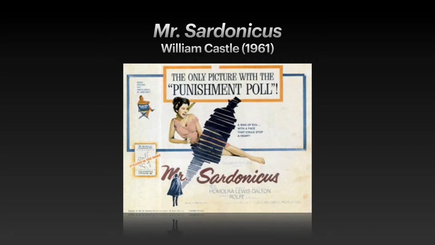Although this seems like a way to include the audience, it was actually a gimmick, because the counting of the votes was pre-filmed and the tallied votes always decided that Mr. Sardonicus should be punished. Only the reel with the punishment was ever made and shown in the cinemas. Although this counts as a false start, the idea of including the audience to make a selection was realized a few years later.